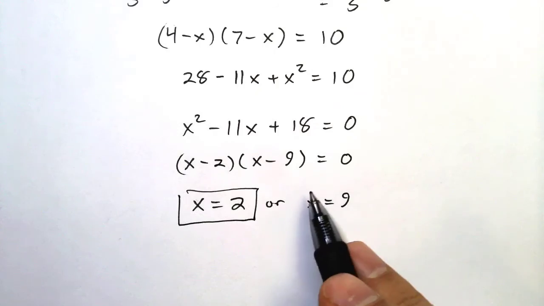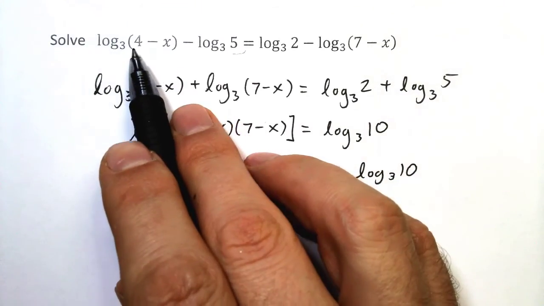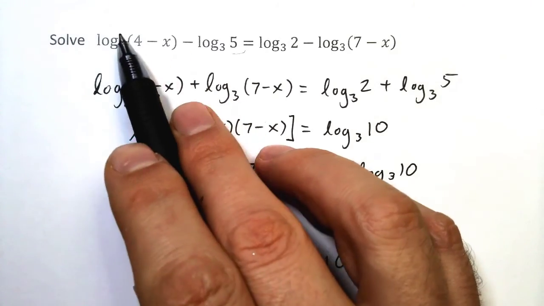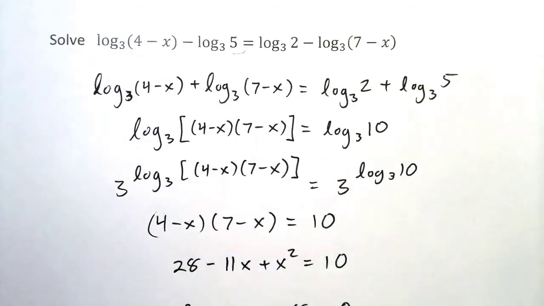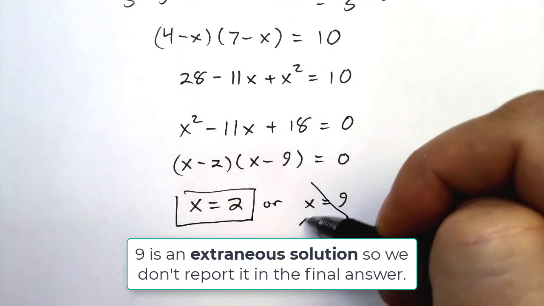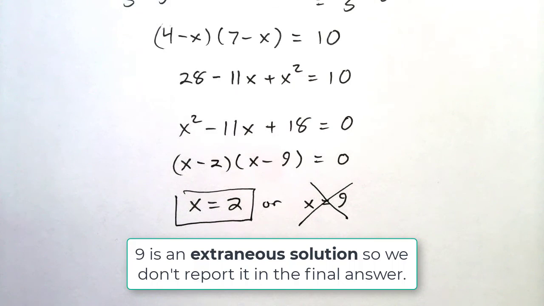Now let's check the x equals 9. We'll see if that's part of our solution. If I plug in 9 for x, 4 minus 9 is negative 5. Whoa, right? That's a negative number. Can't take the log of a negative number. This isn't defined, and so it can't be part of the solution. So this is an extraneous solution. So our full solution is simply x equals 2.